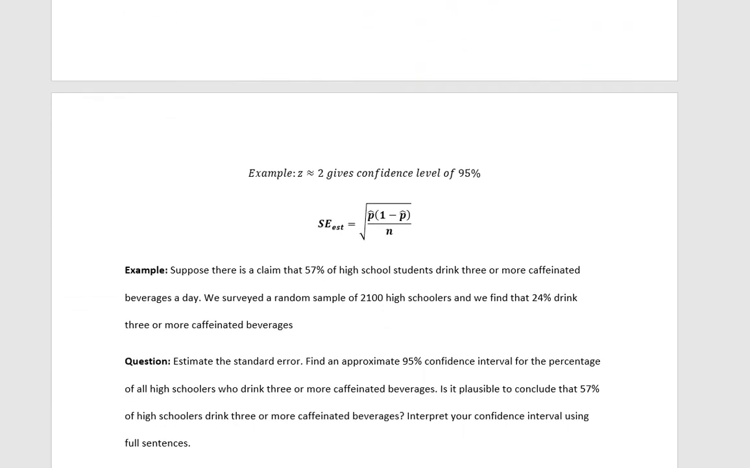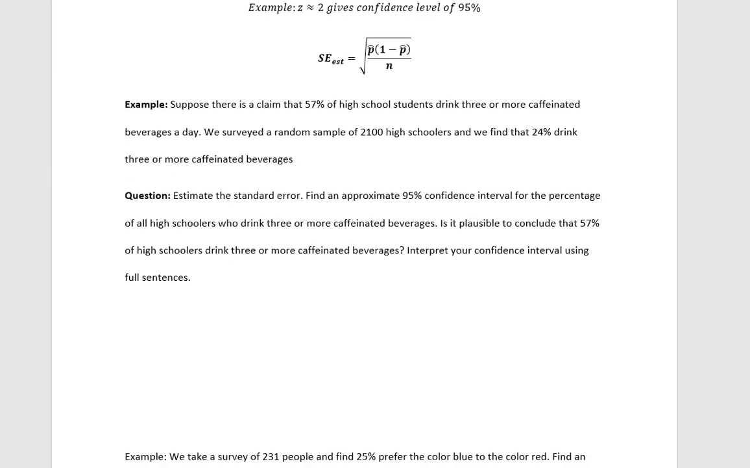All right, so let's go ahead and look at an example of this. Suppose there's a claim that 57% of high schoolers drink 3 or more caffeinated beverages a day. We survey a random sample of 2,100 high schoolers and find that 24% of them drink 3 or more caffeinated beverages. Okay, so what we're going to do is find the standard error. We're going to find a 95% confidence interval for the percentage of high schoolers who drink 3 or more caffeinated beverages. And we want to know if it's actually plausible to conclude their claim given what we saw in our sample.